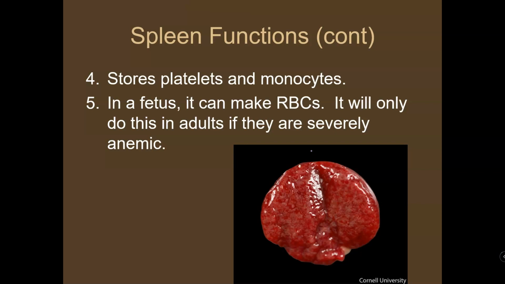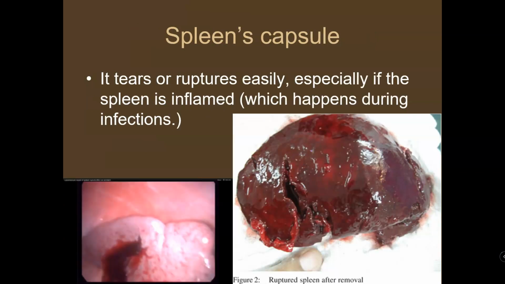This shows you what a pretty healthy spleen looks like in a person. Nice red, again, very livery looking, a healthy spleen. Spleen has a thin capsule. Why is that medically important? Well, it ruptures really easily.